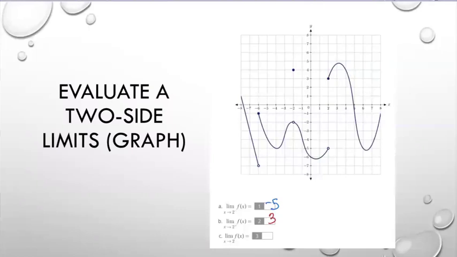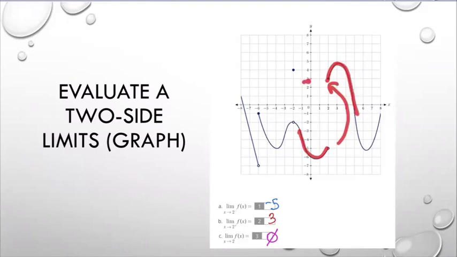Now the question is, does the limit when x approaches 2 exist? Yes or no? Again, they are different, which means that this doesn't exist because when I come from the left, I have to jump on to start from the right, and the two y values are different.